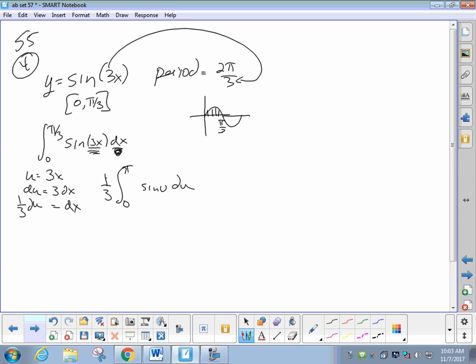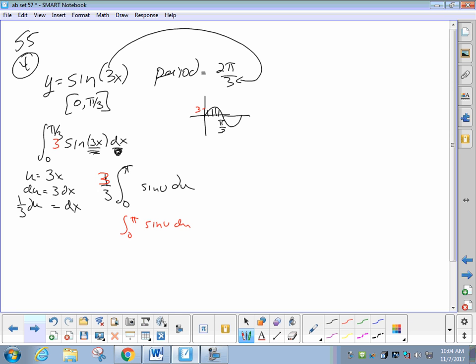I think that we're given 3 sine 3x. Oh, 3 sine 3x? Oh, you're right, sorry. There is a coefficient out there. Does that affect the period idea? Does it still end at pi over 3? Yeah. So that 3 actually makes our life easier because then the coefficient goes away. Beautiful. So this then is 0 to pi of sine of u.